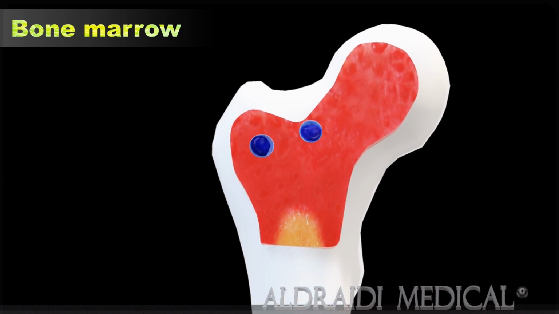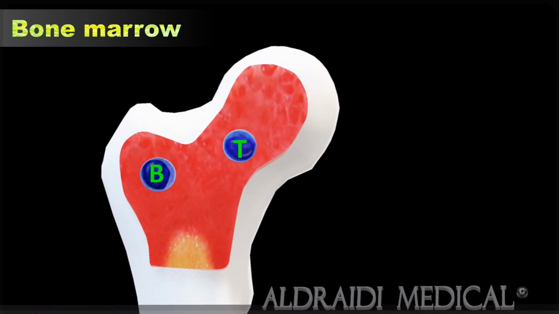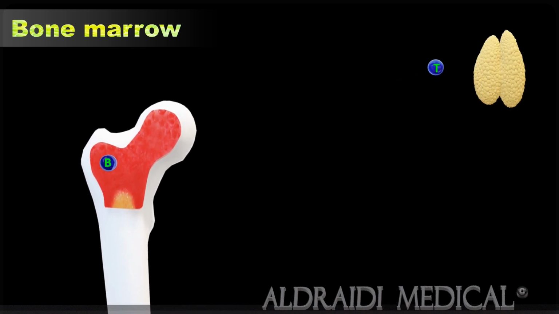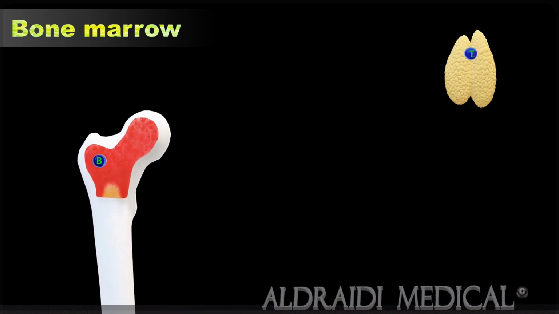The bone marrow is the site of both B and T cell origin, but when it comes to the development and maturation of these lymphocytes, B cells remain in the bone marrow for the majority of their maturation, whereas the progenitors of T cells will have to exit the bone marrow and travel to the thymus to complete their development.